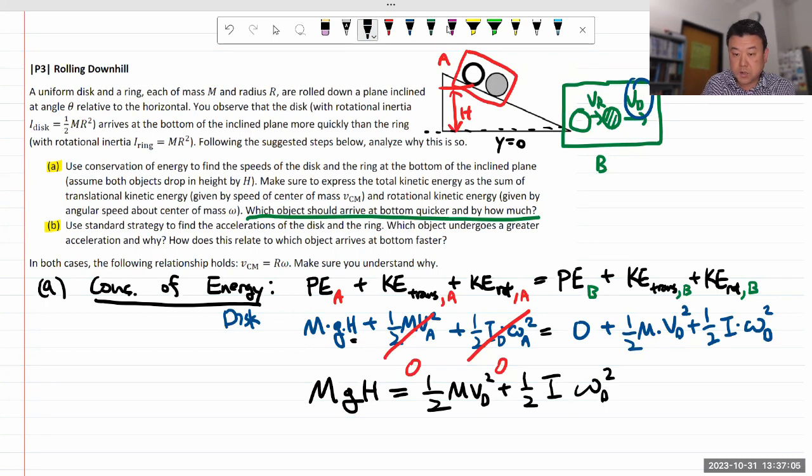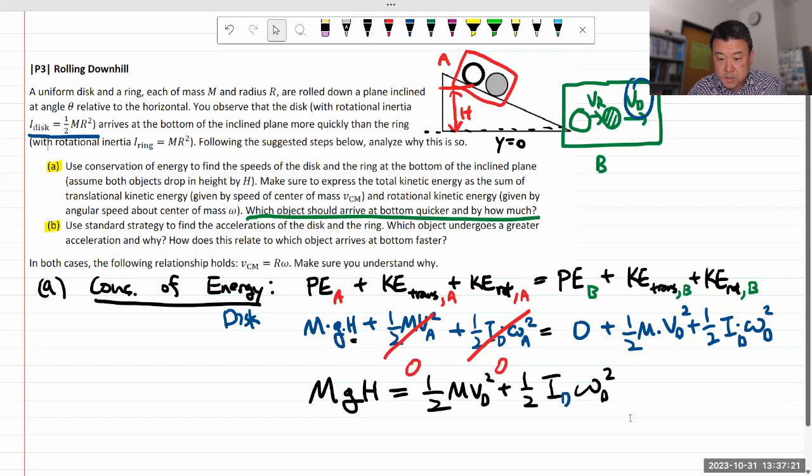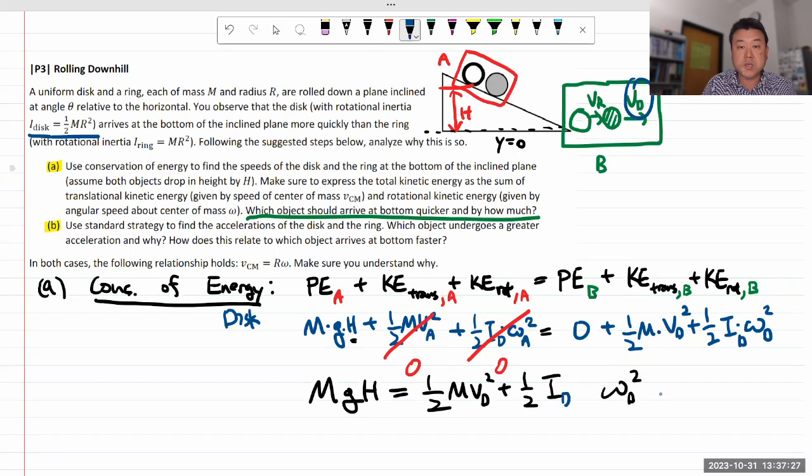So I wrote Id for the rotational inertia of a disk, and I know what the rotational inertia of a disk is in terms of known parameters. Let's plug that in. Let me replace Id with the expression for the rotational inertia, which is 1/2 mass times the radius of the disk squared. Okay, that's one. And I need an expression for my angular speed. Otherwise, this is one equation, two unknowns, vd and omega d, and I can't really solve for it.